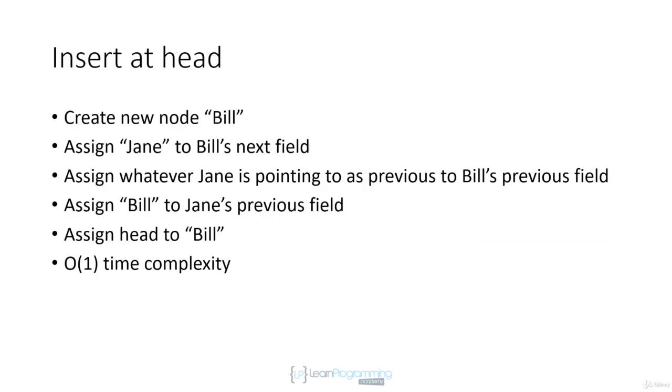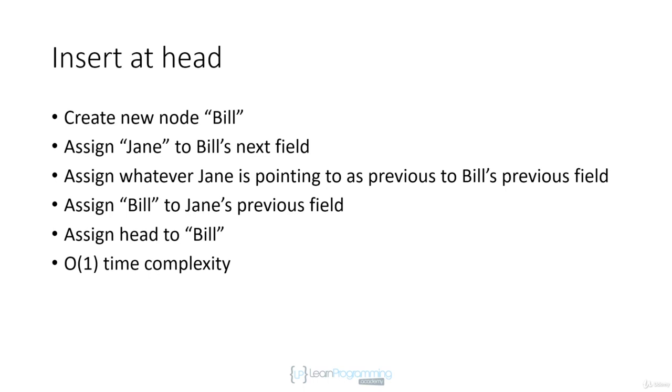So we have a little more work to do now because we have two references that we have to manage, the next and the previous. And so if we wanted to insert Bill at the head, we'd start out the same way that we did for inserting a node in a singly linked list. We're going to create a new node for the new information. And now we need to set Bill's next and previous field. So his next field is going to be whatever is currently being pointed to by head. So this is the same as when we did singly linked lists.